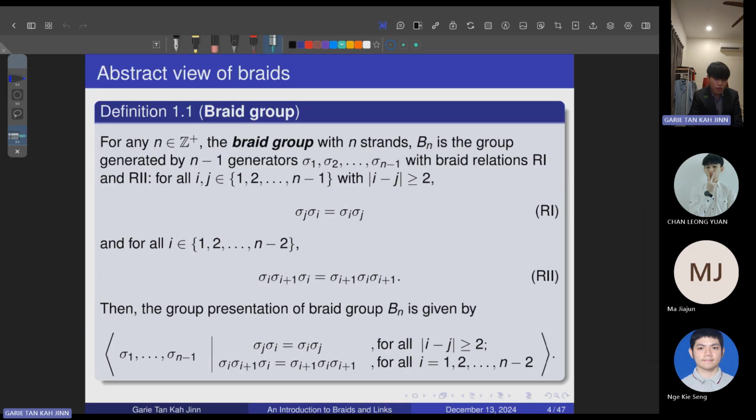The first thing we want to define is the abstract braid group, using this abstract definition. For a positive integer n, the braid group Bn has n minus 1 generators. They satisfy two relations. For all i and j in this set, if the difference is greater than or equal to 2, then sigma j sigma i is equal to sigma i sigma j. And for i in this set, sigma i plus 1 sigma i sigma i plus 1 equals sigma i sigma i plus 1 sigma i. If it is not clear, it's fine. Later we will go back to this definition.